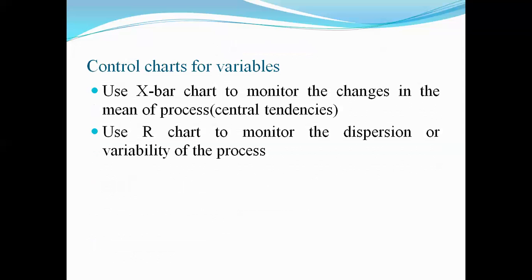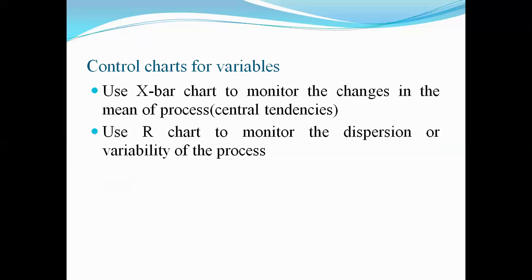Now we move towards control charts for variables. Control charts for variables are of two types. Here we use the X bar chart and the R chart. First of all, we deal with the X bar chart. What is the X bar chart? The X bar chart is used to monitor changes in the mean of the process.